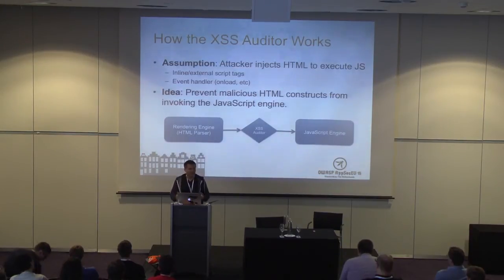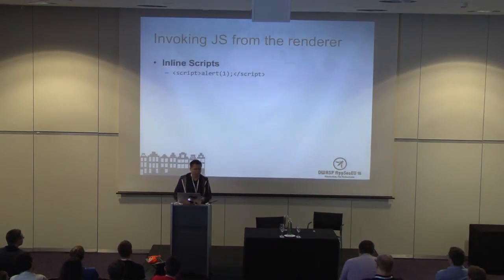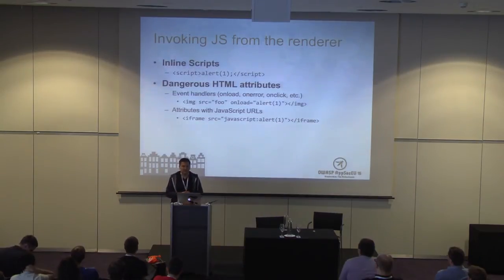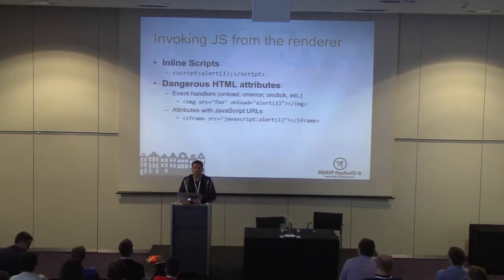So basically, there are three different ways of invoking the JavaScript engine from HTML. Well, the first way is pretty obvious. It's a script tag, so whenever the HTML parser encounters a script tag, it will execute JavaScript. The second way are dangerous HTML attributes. So for example, you can use an event handler, so that's something like onload or onclick, and put arbitrary JavaScript into there. Or you can use attributes that contain JavaScript URLs.